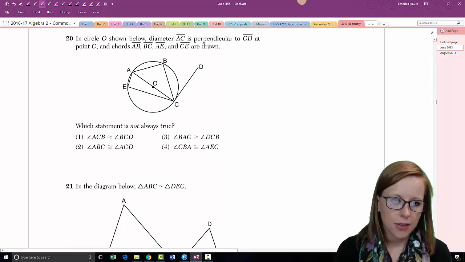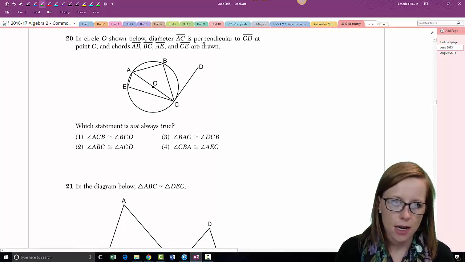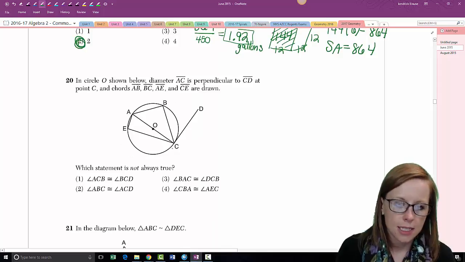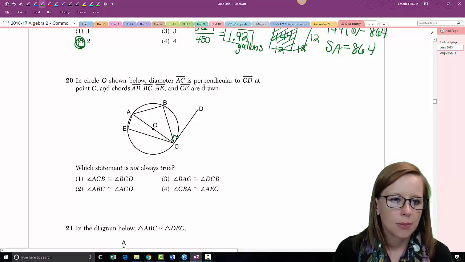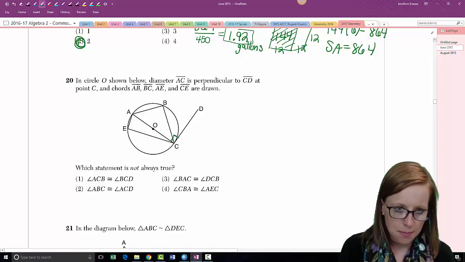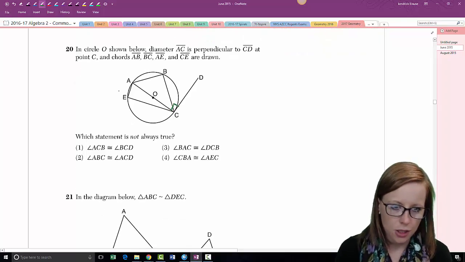Okay, we've got the circle. Oh, there's all kinds of stuff going on here. We've got a diameter. It's perpendicular to CD, meaning that CD is a tangent line, so this is perpendicular at point C. Chords AB, BC, AE, and EF are shown.